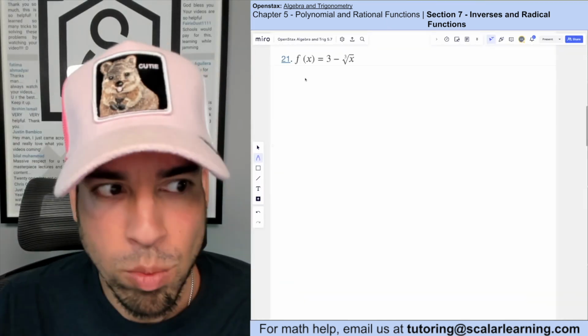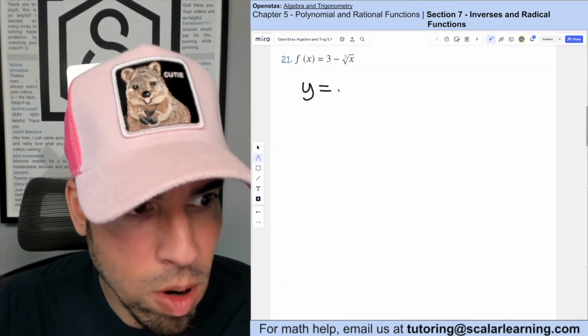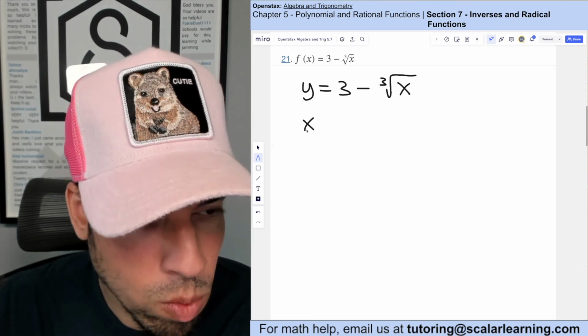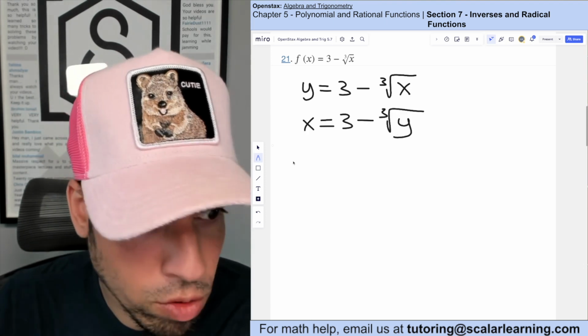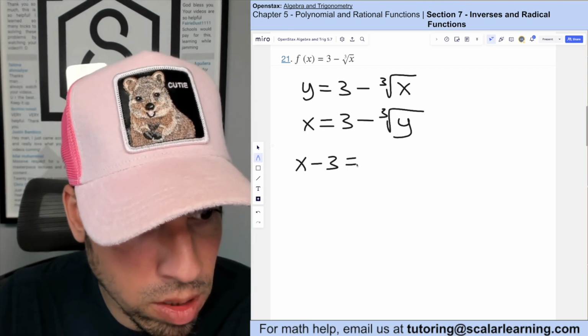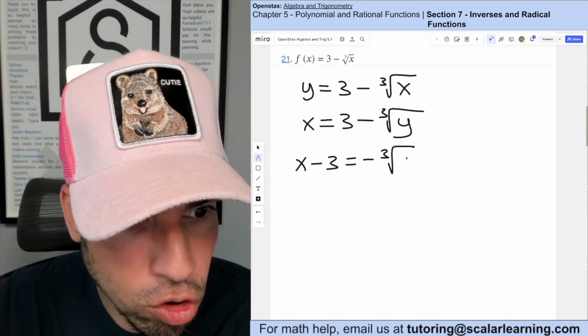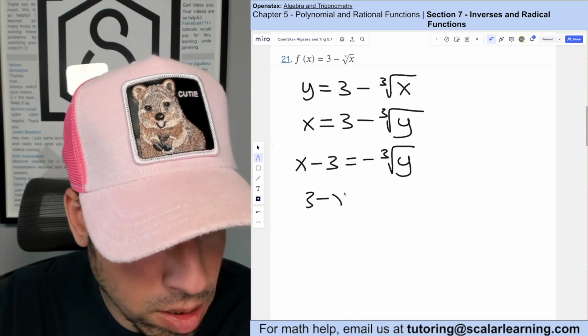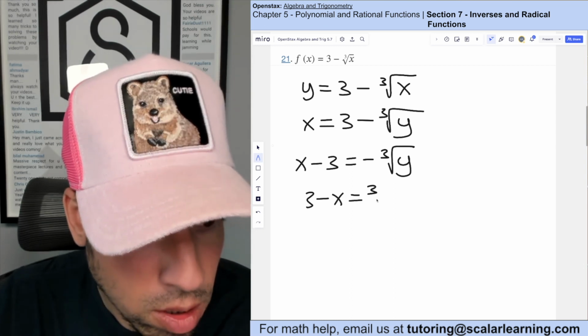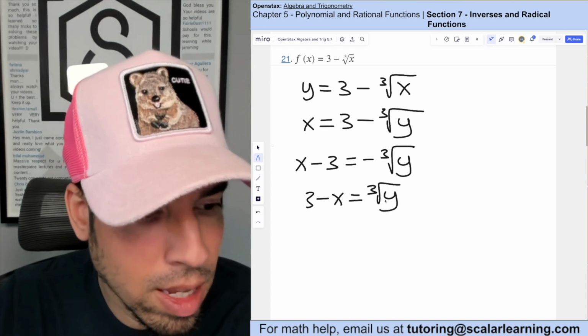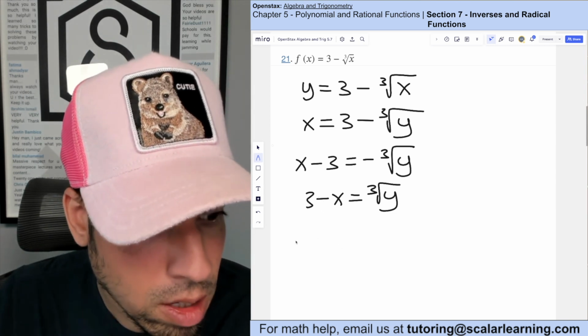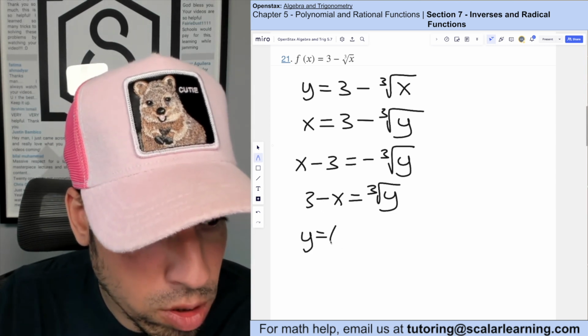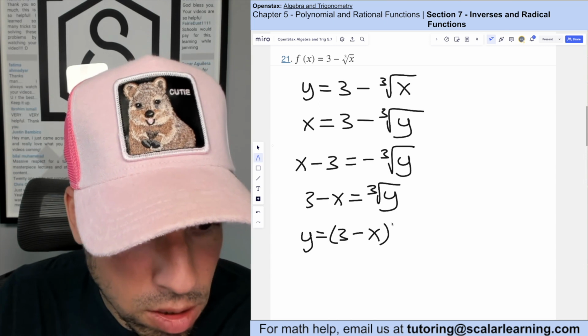Done. For this one, we're going to start by replacing f of x with y. Then we're going to swap the x's and the y's. And now we're going to isolate y. So first I'm going to subtract 3 from both sides, and I get the negative cube root of y over here. Divide by -1. That just flips this to 3 minus x equals the cube root of y. And then last but not least, we're going to cube both sides, and we get y equals 3 minus x cubed.